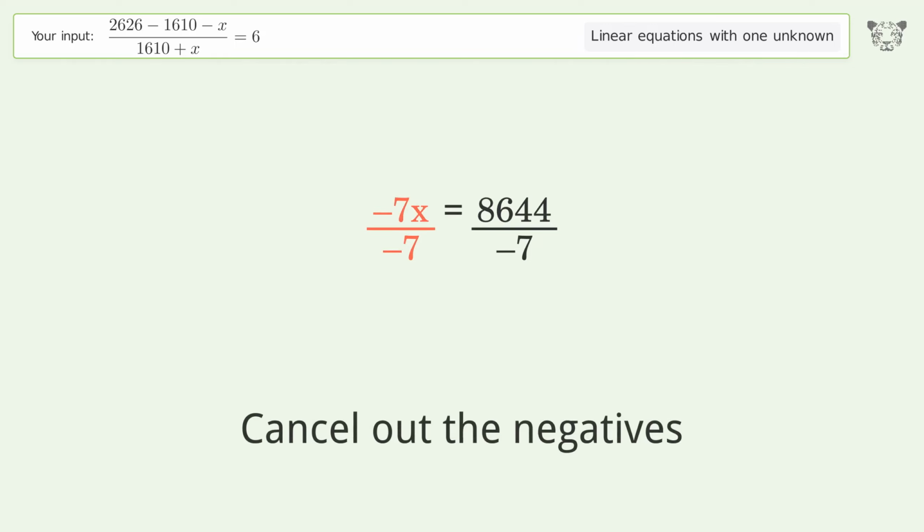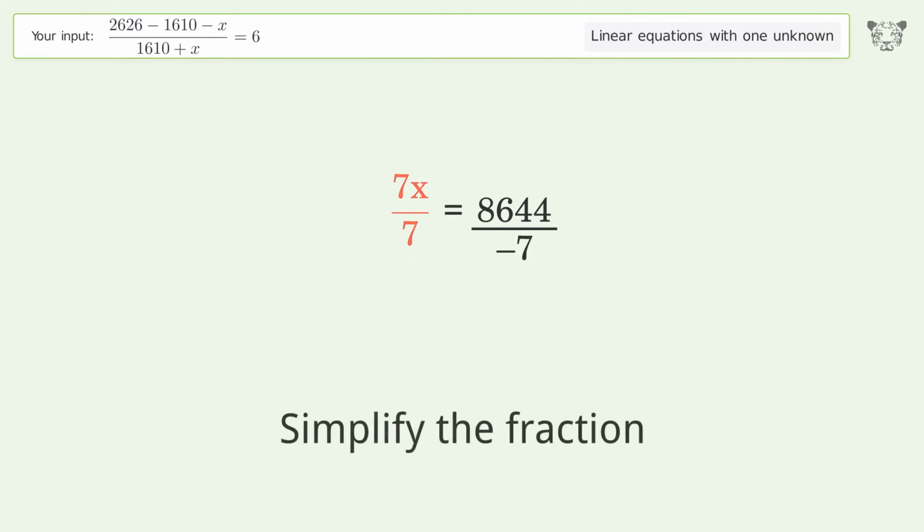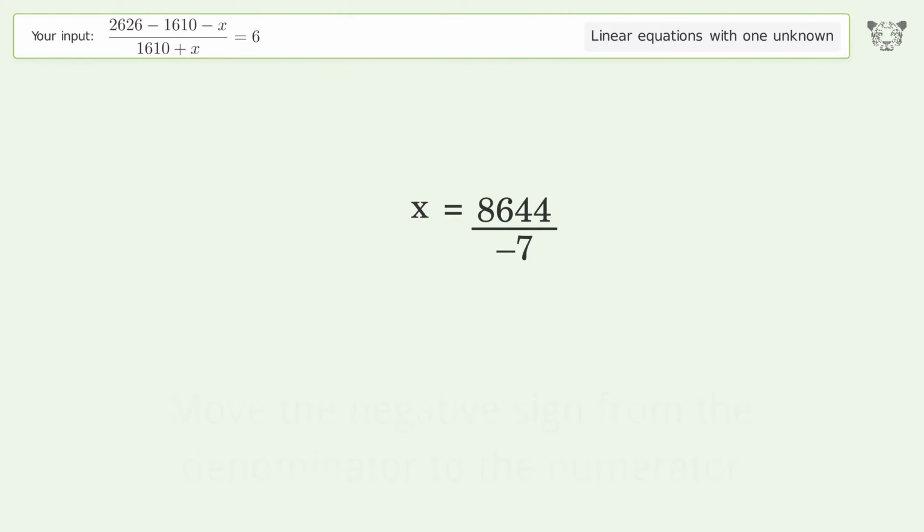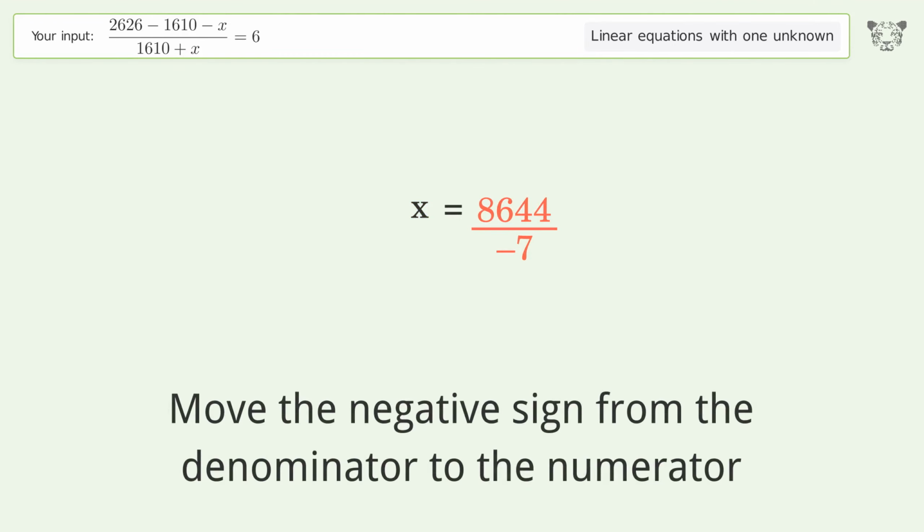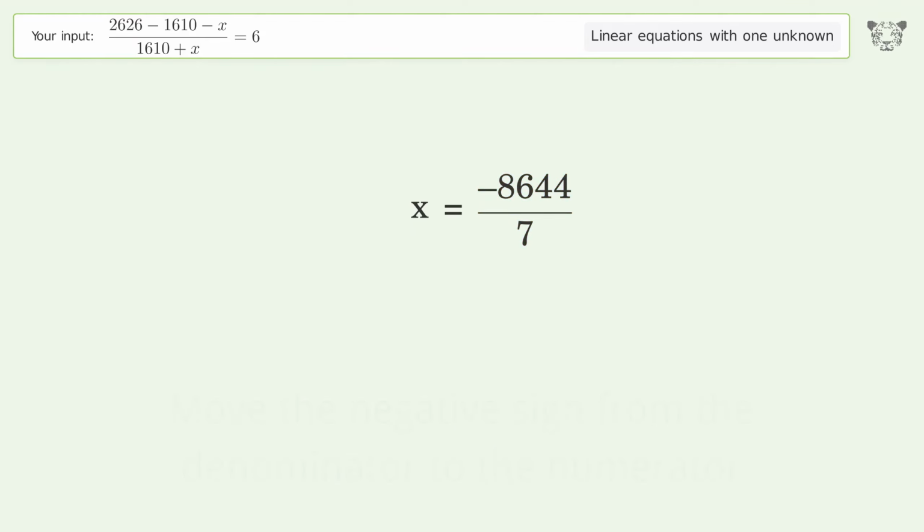Cancel out the negatives. Simplify the fraction. Move the negative sign from the denominator to the numerator. And so the final result is x equals negative 8644/7.